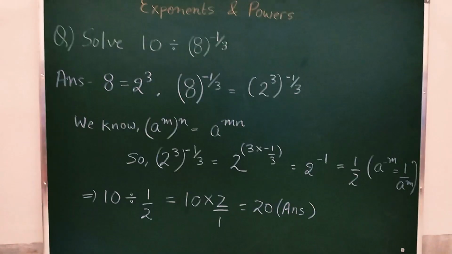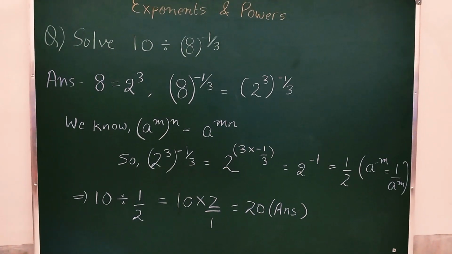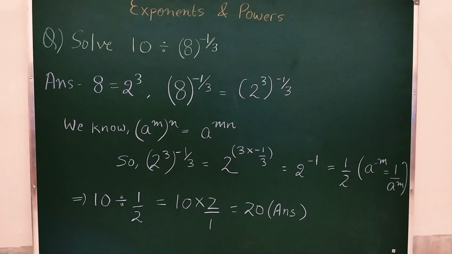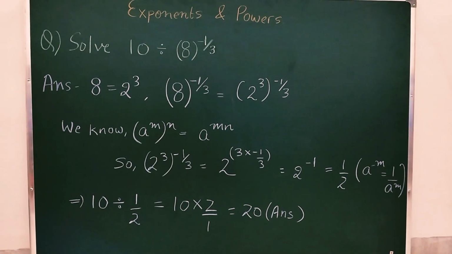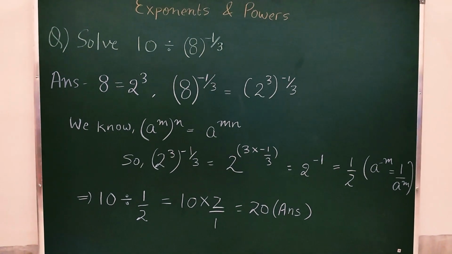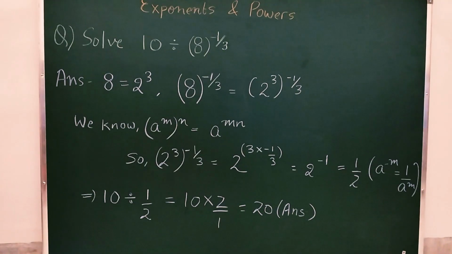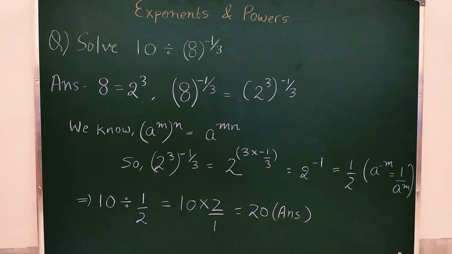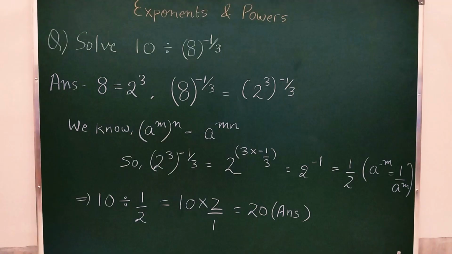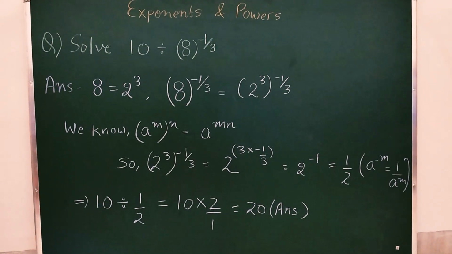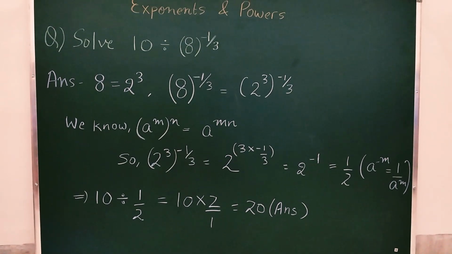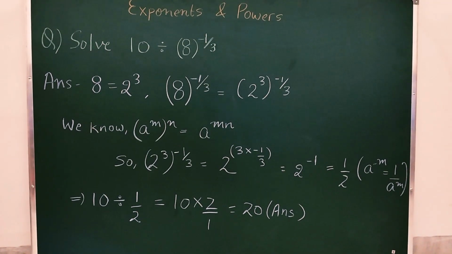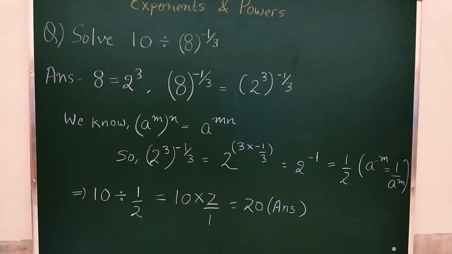We also know the law a raised to power m whole bracket n actually becomes a raised to power mn, which means a raised to power m into n, the powers are multiplied. So 2 raised to power 3 whole minus 1 by 3 will become 2 raised to power 3 into minus 1 by 3. Please note 3 into minus 1 by 3 is in power here. Now 3 into minus 1 by 3 becomes minus 1. Why? Because 3 and 3 get cut as they are in the division. 3 divided by 3 is 1.